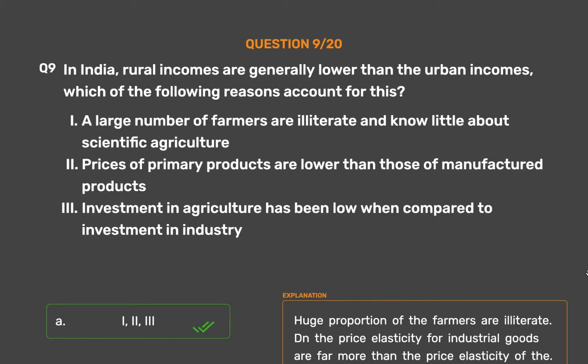Huge proportion of the farmers are illiterate. The price elasticity for industrial goods are far more than the price elasticity of the agricultural goods. This is why the terms of trade between agricultural and industrial countries are unfavorable. And due to profit motives, the investment in industrial sector is more so. The rural incomes are so low.